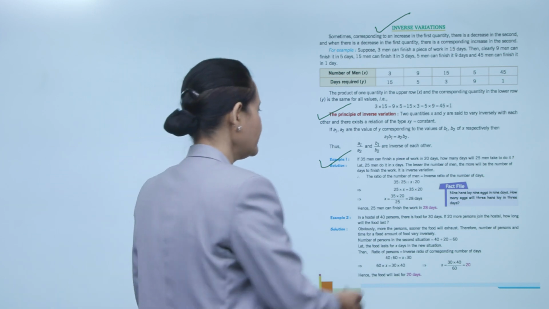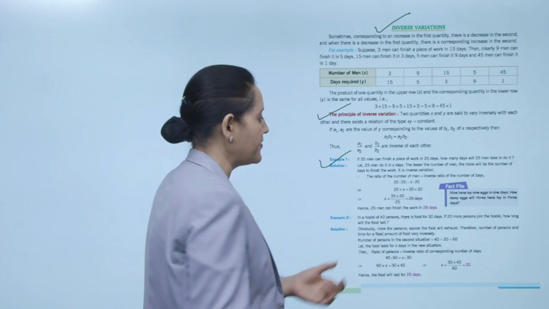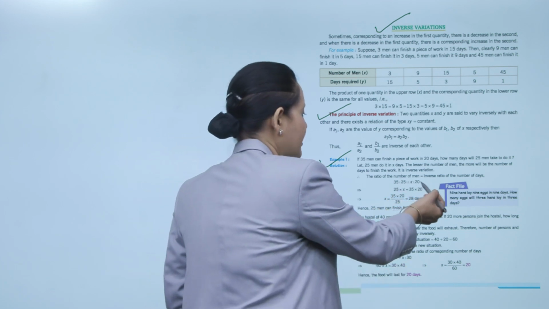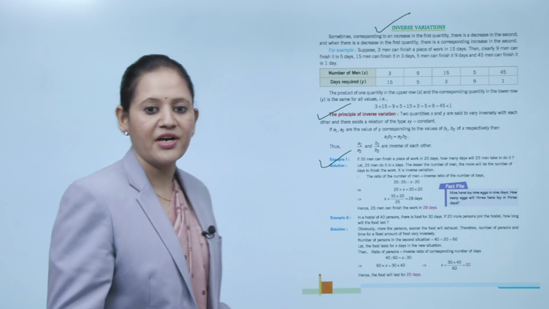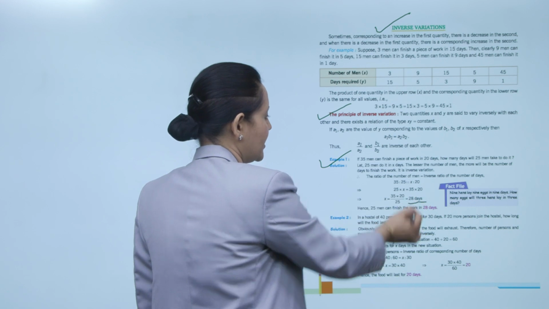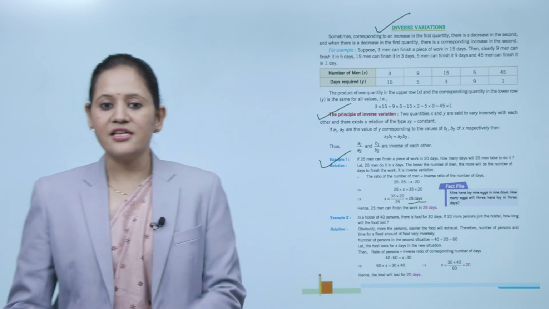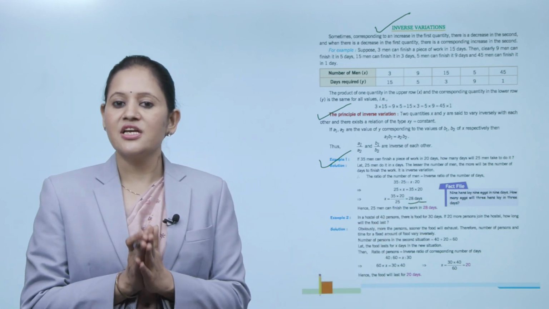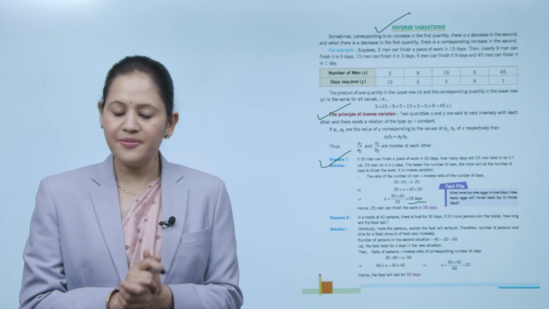So 35 ratio 25 is proportional to x ratio 20. So x equals 35 into 20 upon 25, that is 28 days. Hence 25 men can finish the work in 28 days. Clear?